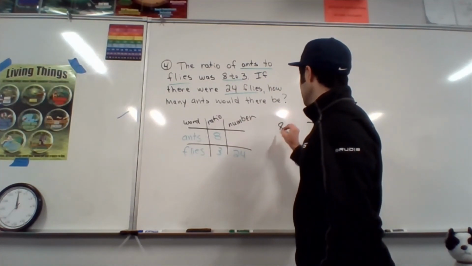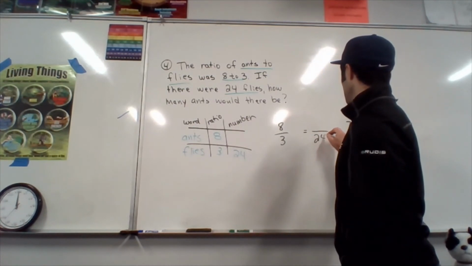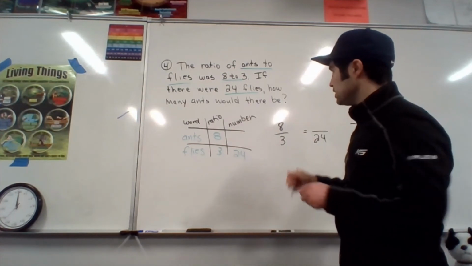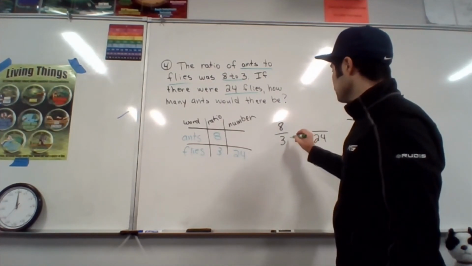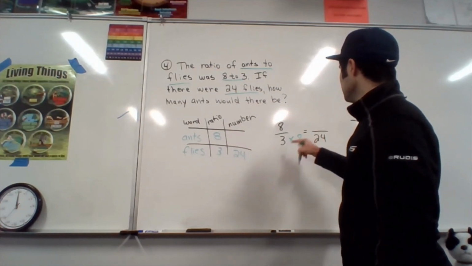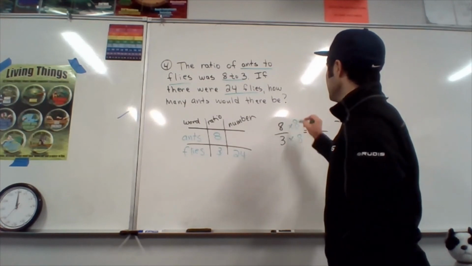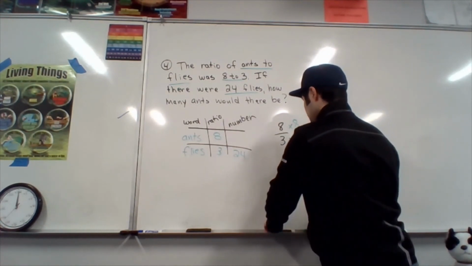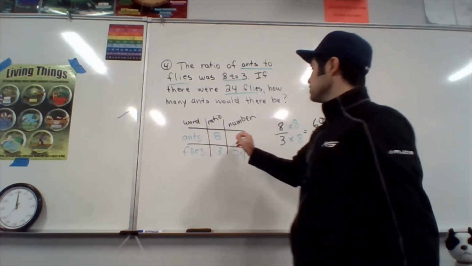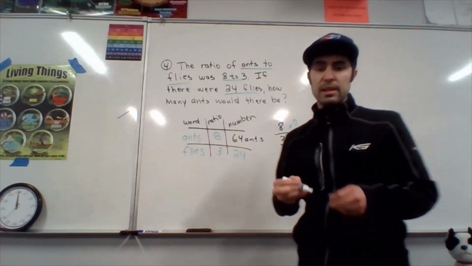Now I'm going to do my fraction over here. 8 to 3 equals something over 24. I want to find this number right there. So let's do our middle step, which is finding our constant. 3 times what number equals 24? Well, that would be 8. 3 times 8 is 24. If I multiply the bottom by 8, I multiply the top by 8. 8 times 8 is going to be 64. So this will be 64 ants at the picnic.